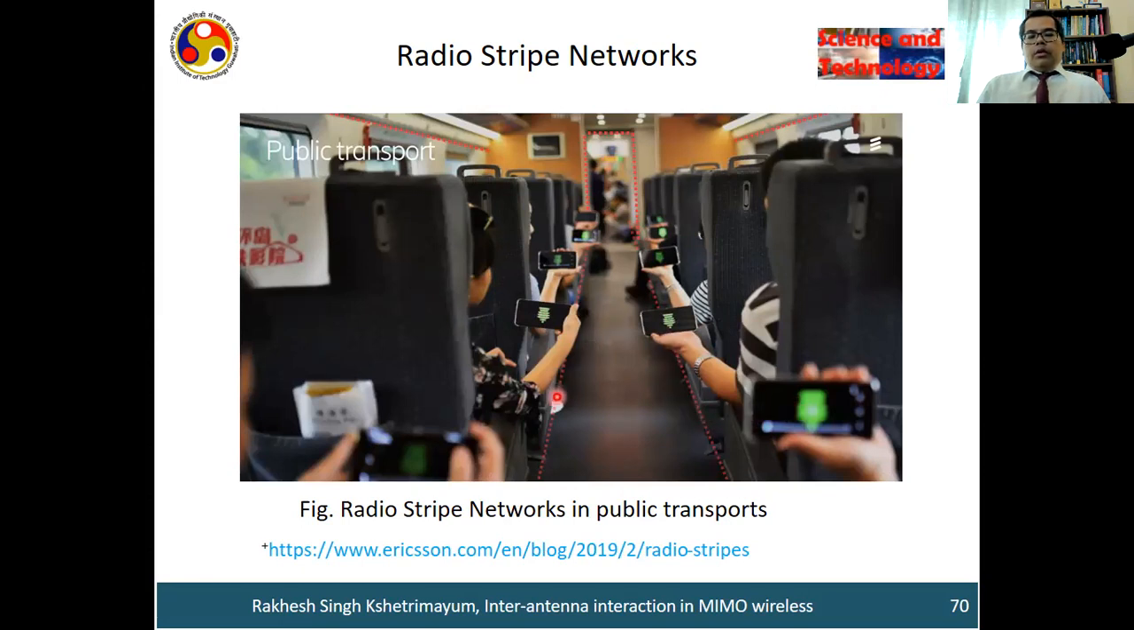So the future network, which will support this kind of heavy traffic, is by using radio stripe network. So you can see here this red color structure. You have a radio stripe network which is rolled out on the ground floor, on the door, on the side walls, windows. So this kind of radio stripe network will give ubiquitous communication almost anywhere, everywhere.